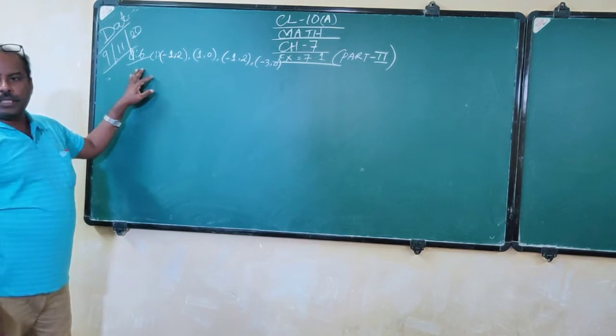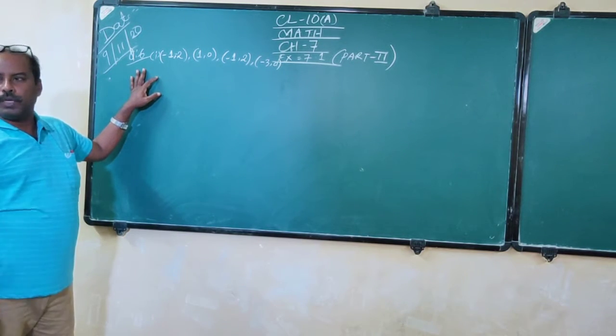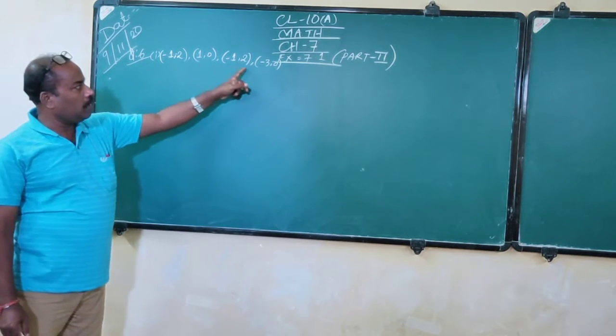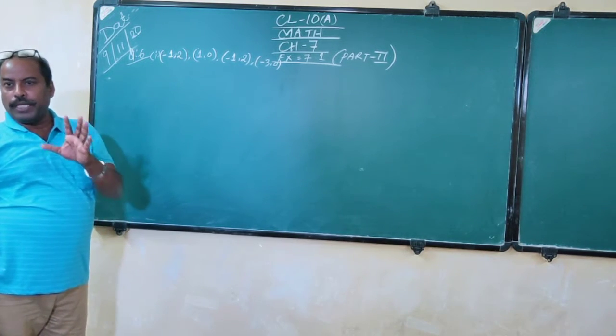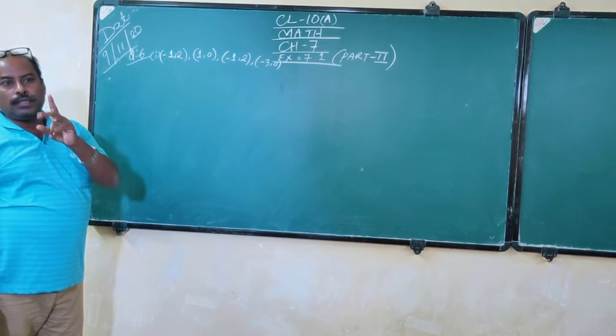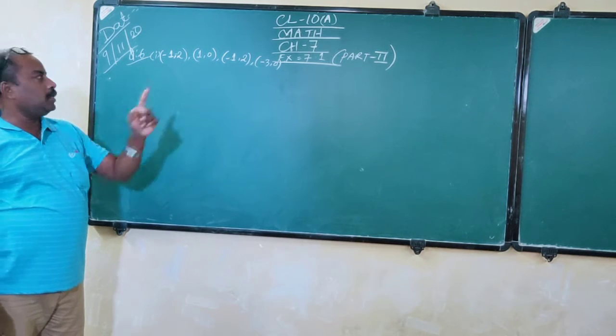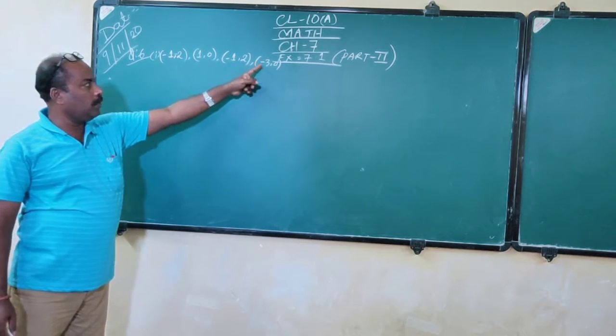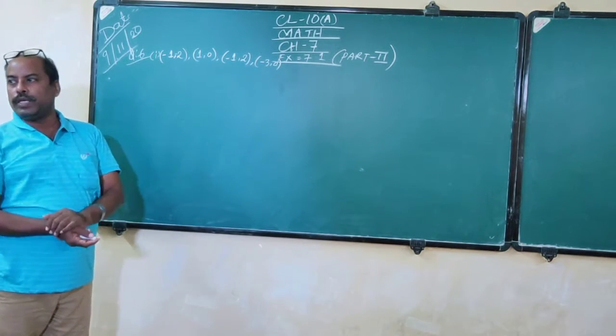This is question number 6. Question number up to 4 we have done. Question number 6 gives 1, 2, 3, 4 points. Each point must have two values, one is x value, one is y value. X value, y value, x value, y value, x value, y value. That is called coordinate geometry.